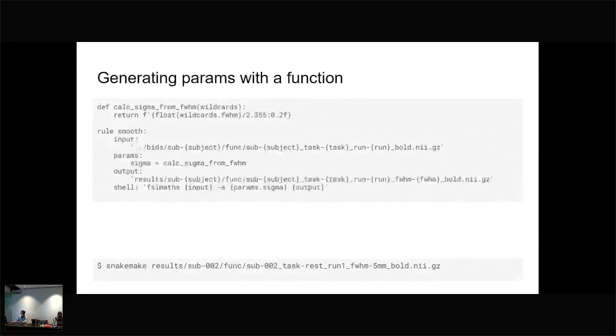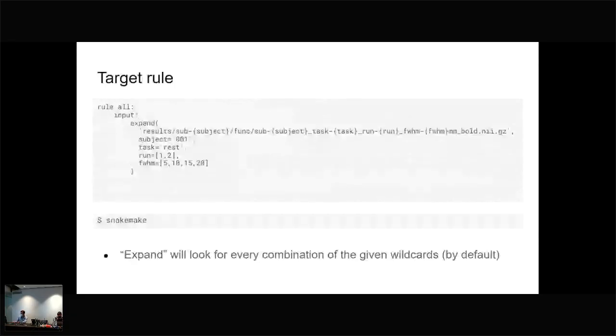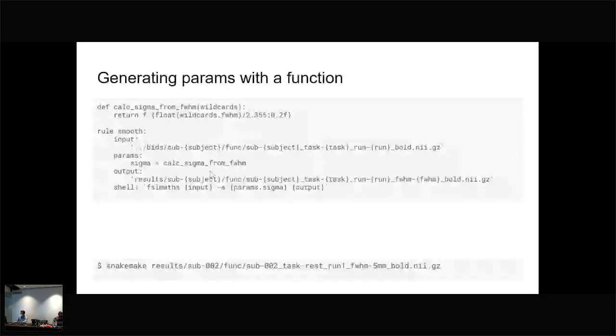And so the inconvenient part here is that we've had to specify the exact file we want every time. And if, say, we wanted to smooth a bunch of different files, we would have to run this over and over again with our wildcard subbed out from the command line.